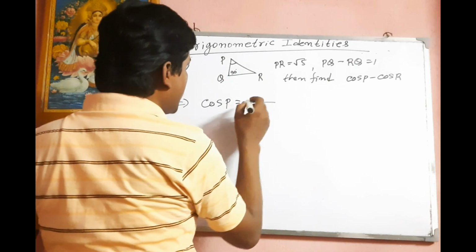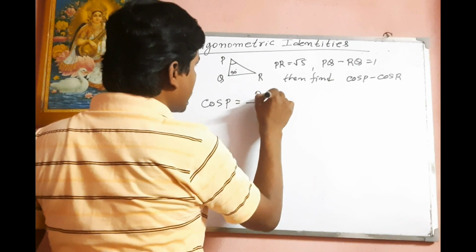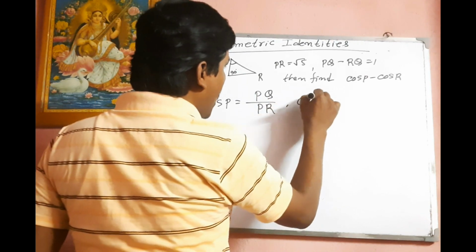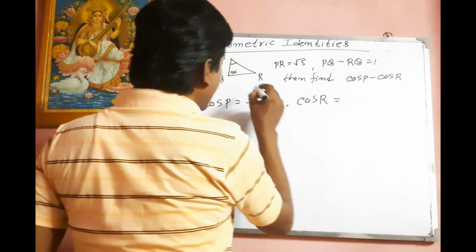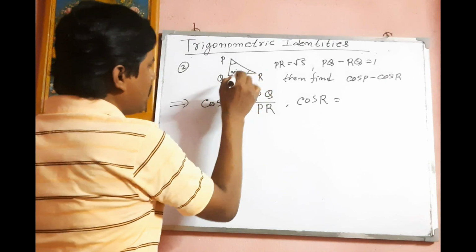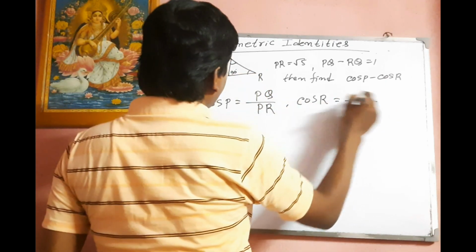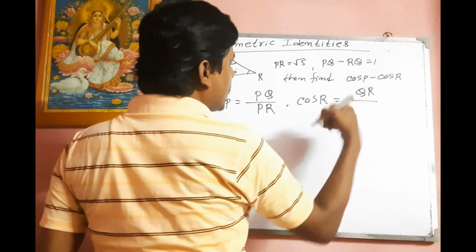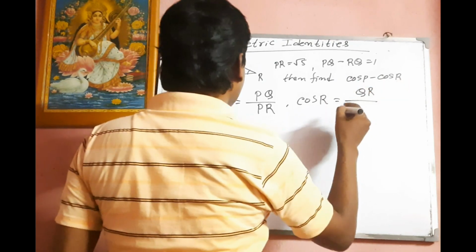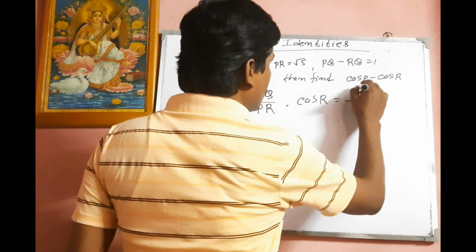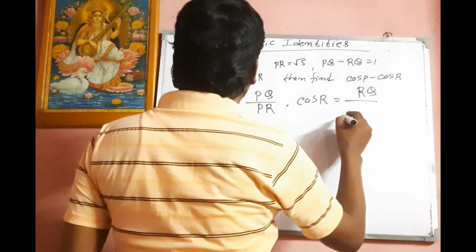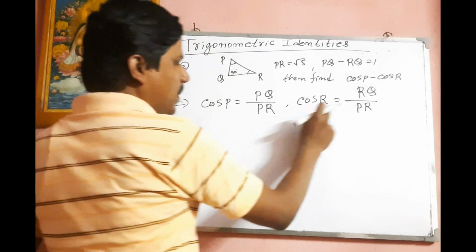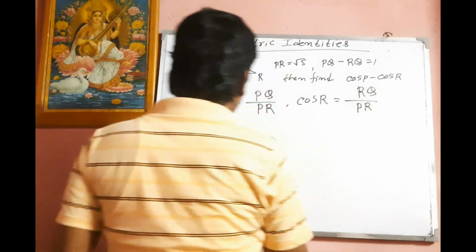We know that cos of P is equal to base by hypotenuse, so PQ by PR. Similarly, for cos of R, when we discuss the angle R, the base is QR, or you may write RQ, and the hypotenuse is PR. So cos of R is equal to RQ by PR.